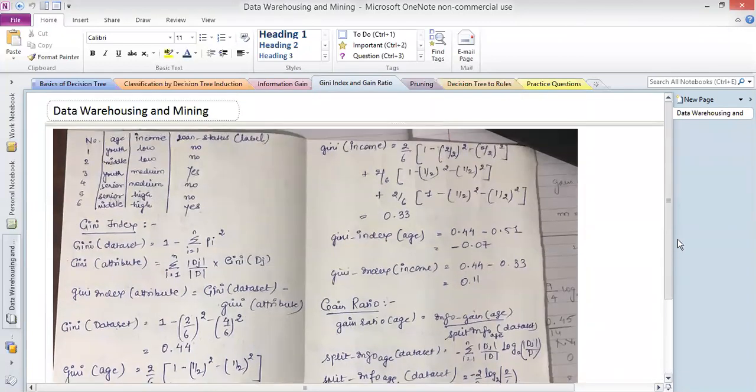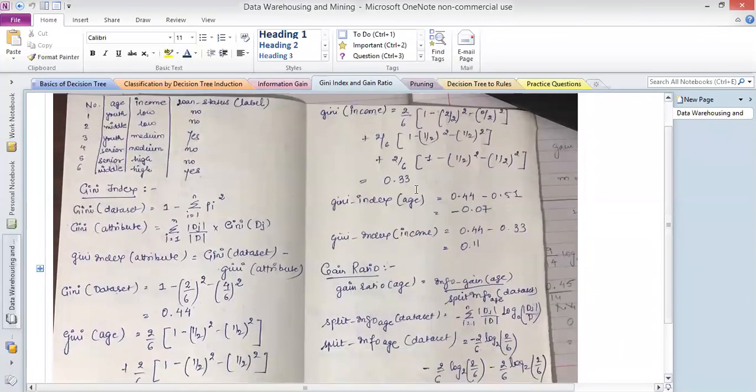So next what we do is that I've calculated it for income as well. Again, income has got 2 lows, so it's going to be 2 by 6 in the bracket, 1 minus, both the lows say no. So since both are no, 1 minus 2 by 2 whole square minus 0 by 2 whole square, plus medium, 1 no, 1 yes, so 2 by 6, 1 minus 1 by 2 whole square, 1 minus 1 by 2 whole square. High, 1 no, 1 yes, again 2 by 6, 1 minus 1 by 2 whole square minus 1 by 2 whole square, you get a value.